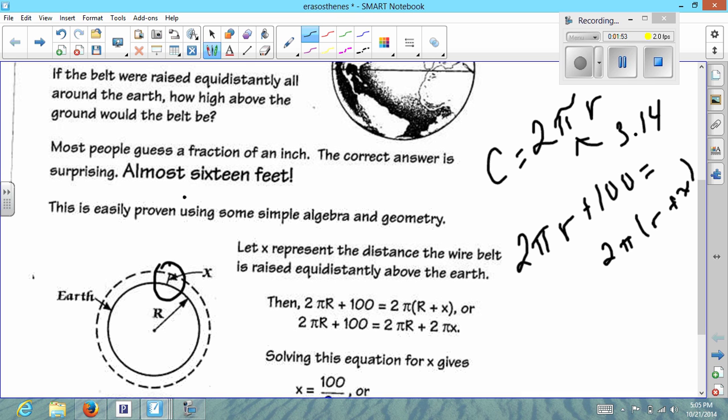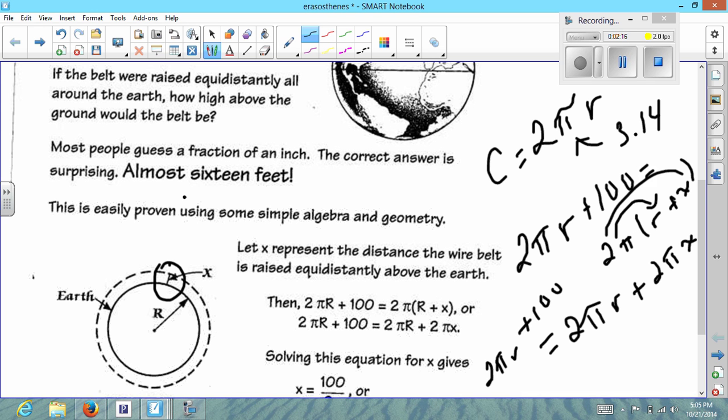So on the right side, I'm going to use the distributive property. 2 pi times r is 2 pi r. And then I'm going to multiply here. 2 pi times x is 2 pi x. And that's all equal to 2 pi r plus 100. So I see that on both sides of my equation I have 2 pi r, so I can get rid of those.